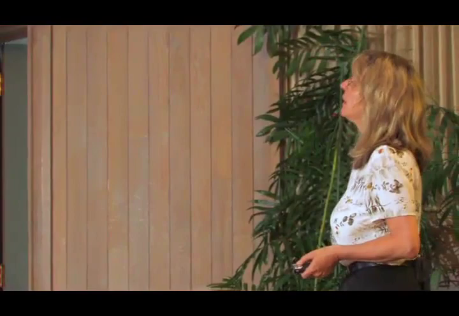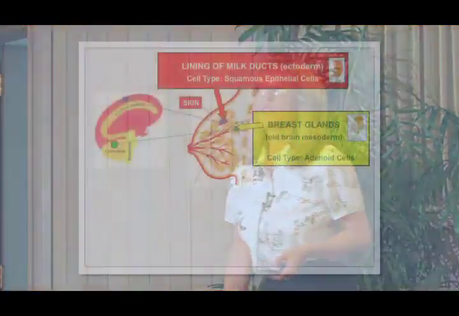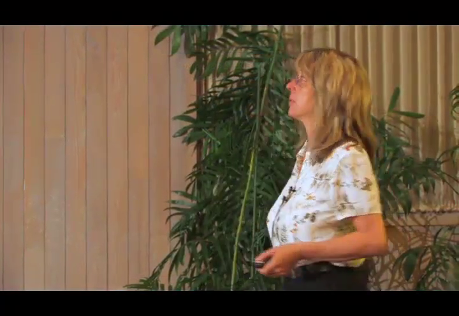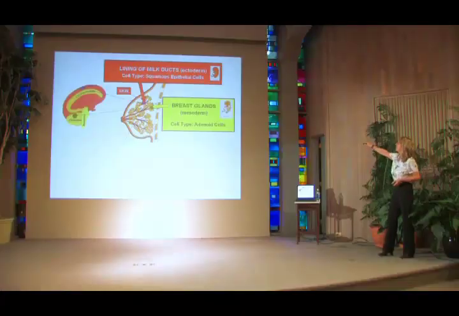In order to understand breast cancer, we have to take a closer look at the main tissues of the breast, which are the breast glands, the milk-producing glands, and the milk ducts that carry milk to the nipple. So let's look at the system, because that will explain to us why there are two different breast cancers.